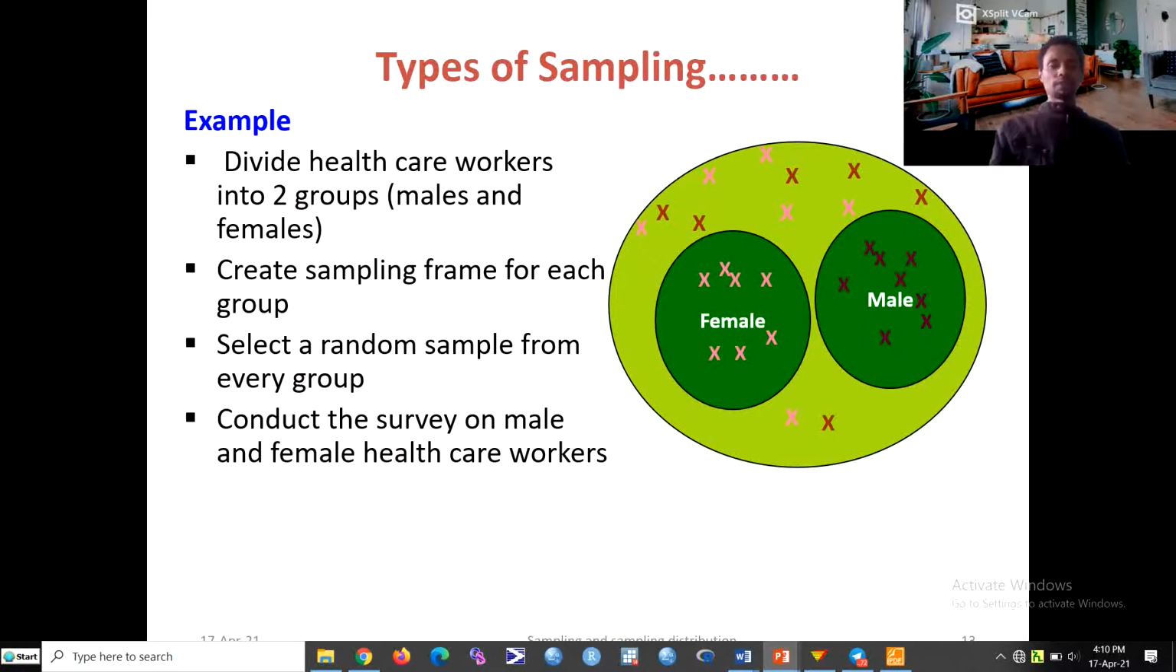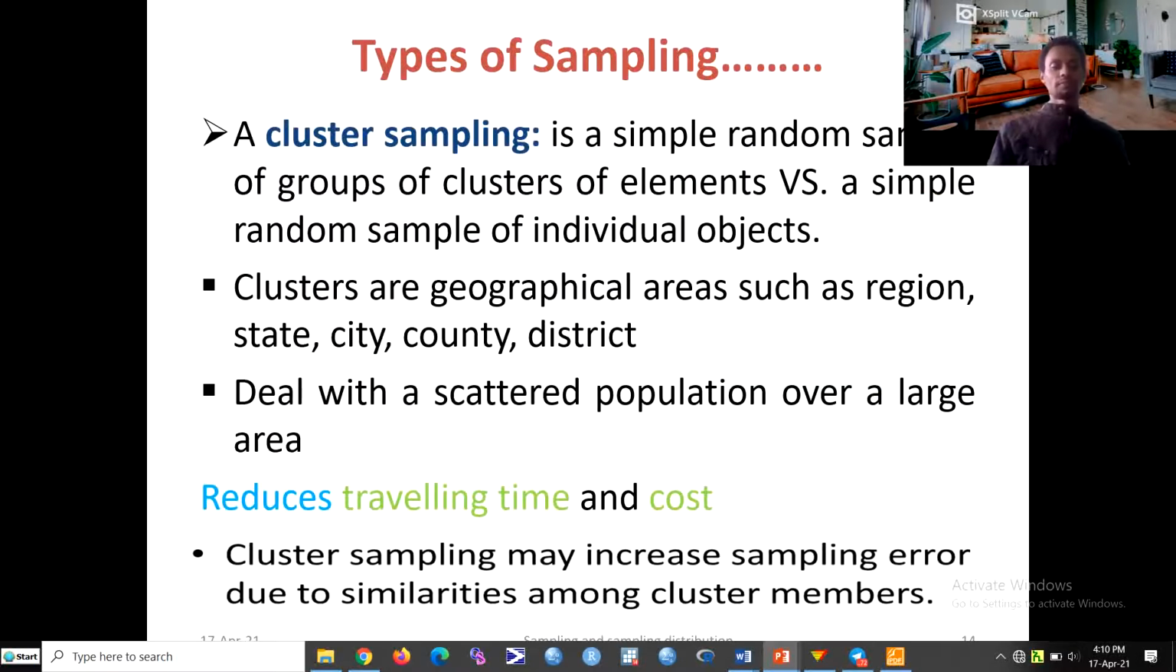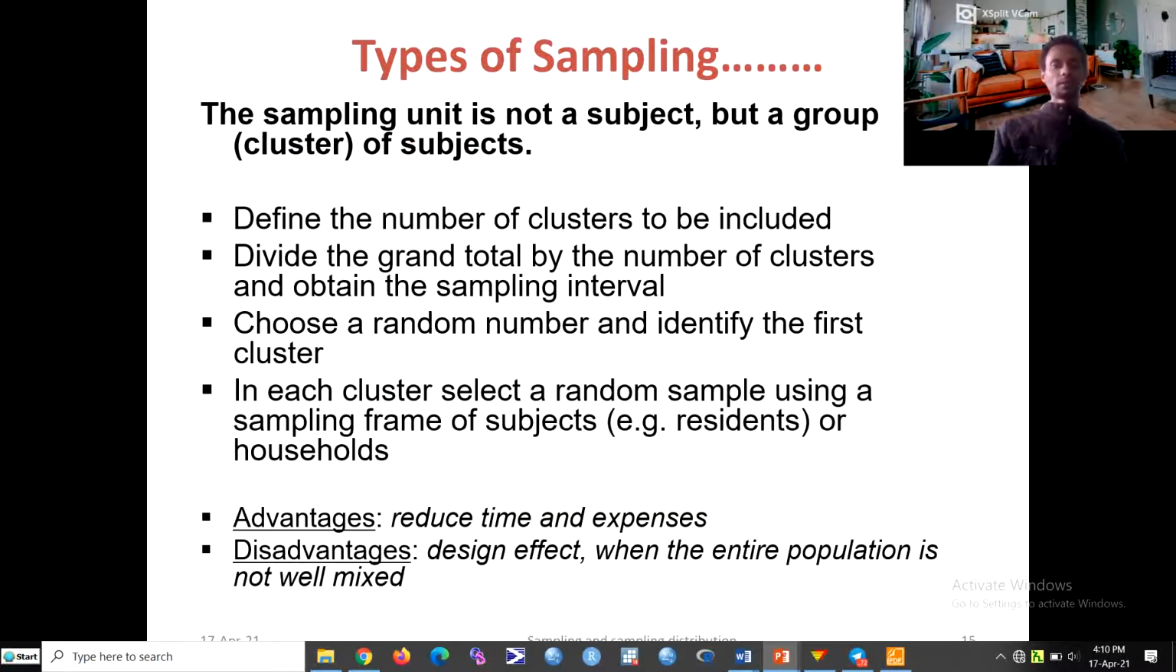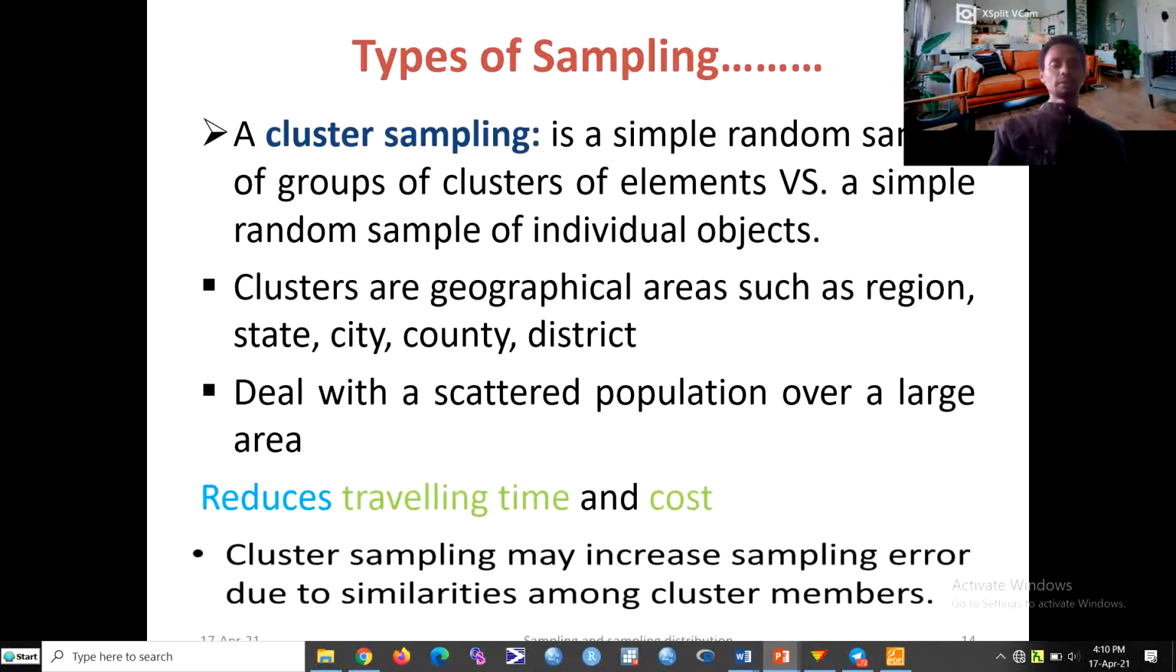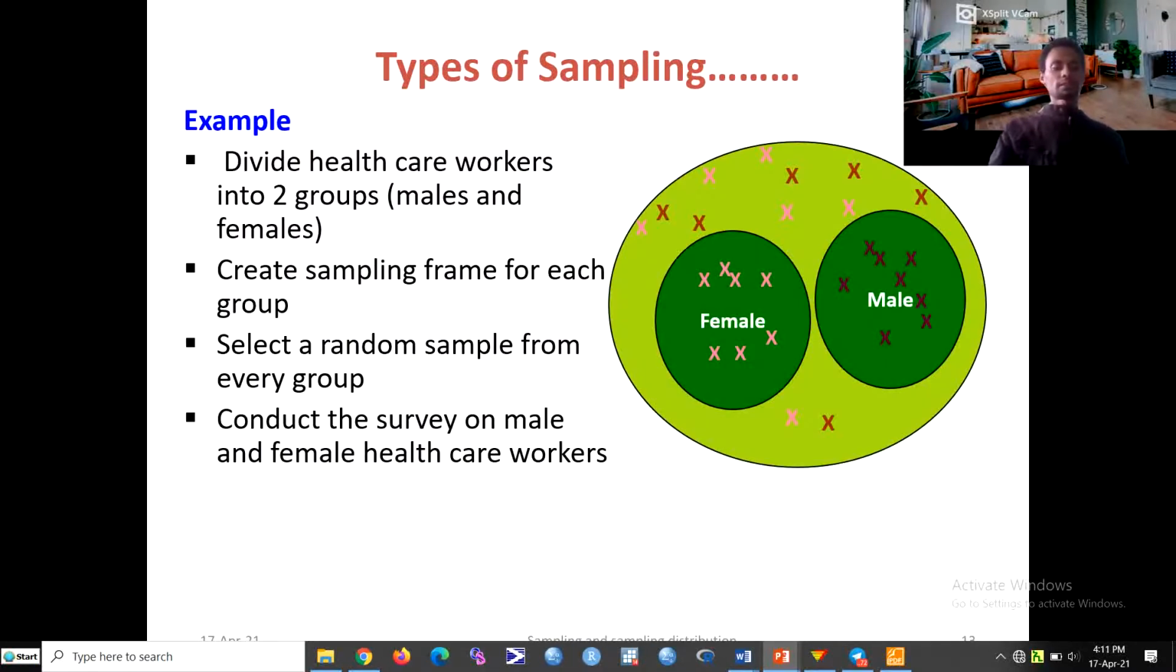And this is just some illustrative example. And in the next class, I'll try to cover a number of sampling techniques.